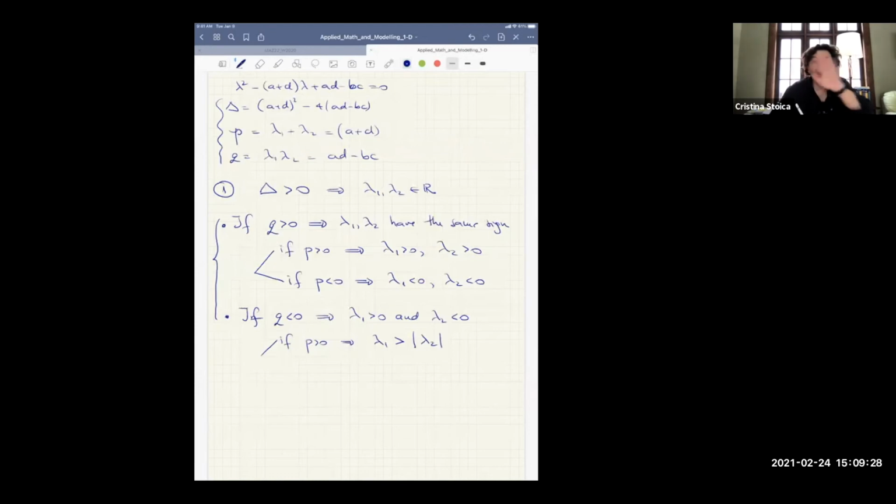And this is without solving, it's just looking at the coefficients, right? So if P is negative, then the root that is positive is less in value than the absolute value of the one that is negative. So here would be like lambda 1 is 3 and lambda 2 is -2, right? Whereas here would be lambda 1 is 3 and lambda 2 is -5. Okay, something like that, right? That's what I mean.